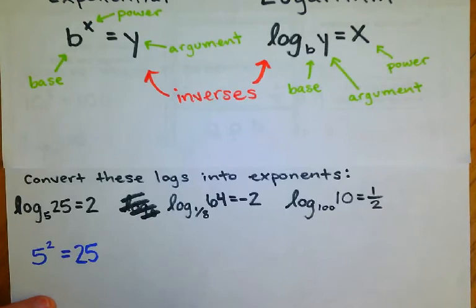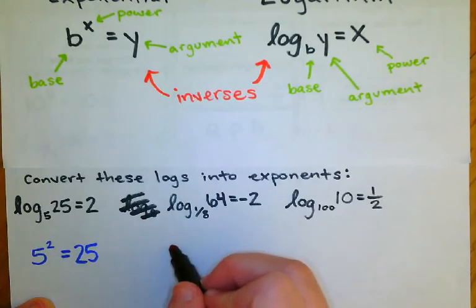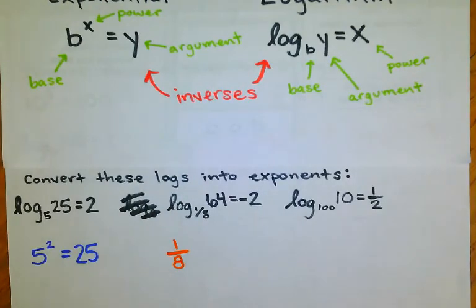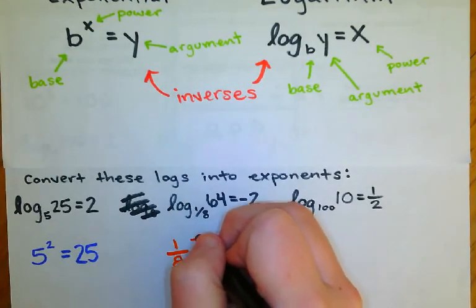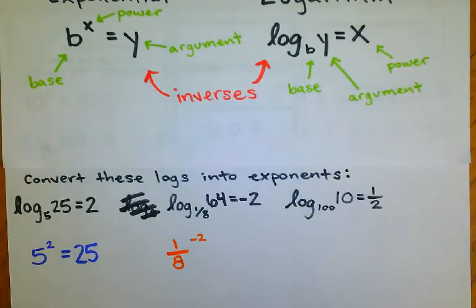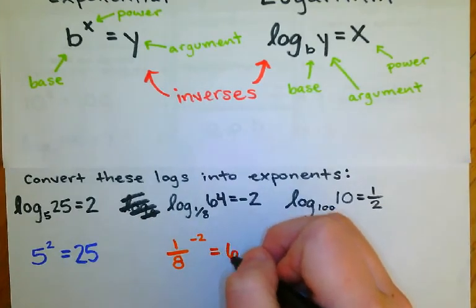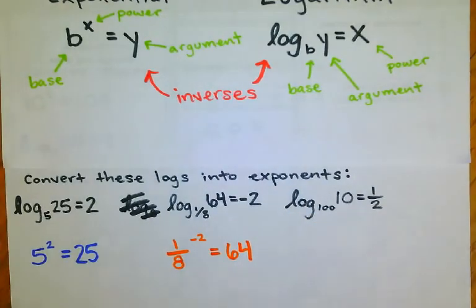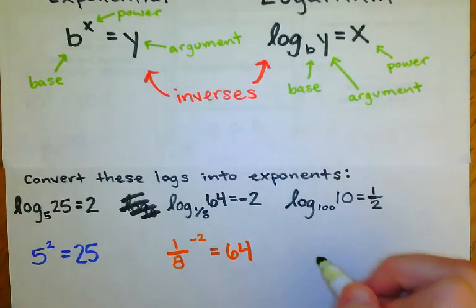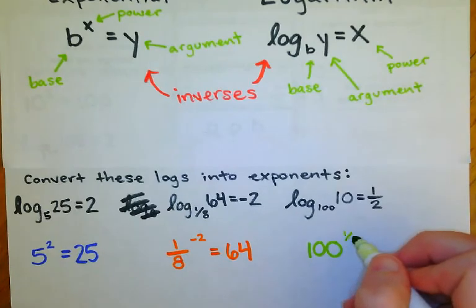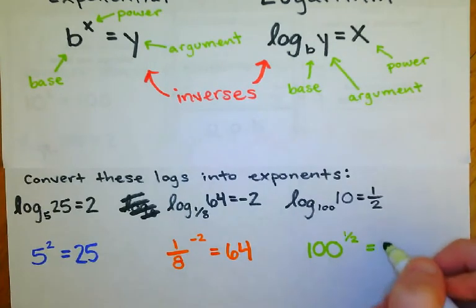All right, let's try the next one. Our base is what? 1/8. What should our power be? -2. And then it is equal to 64. And then our last one, our base is 100. Our power is 1/2. And that is equal to 10.